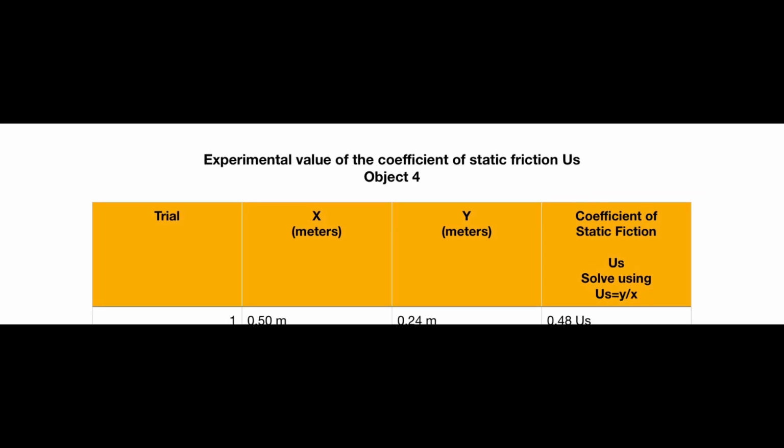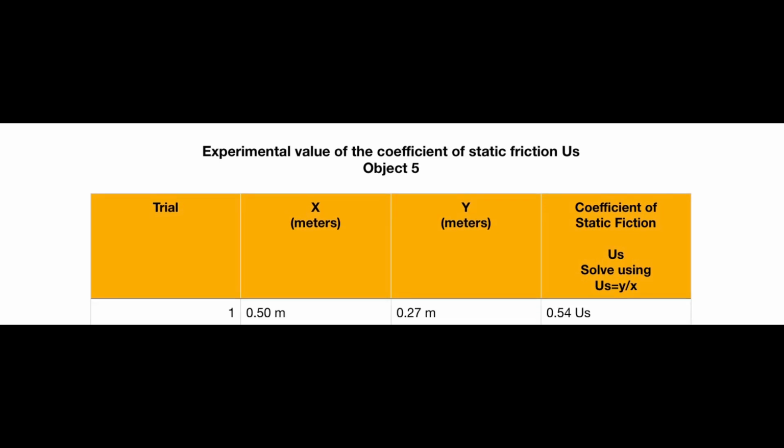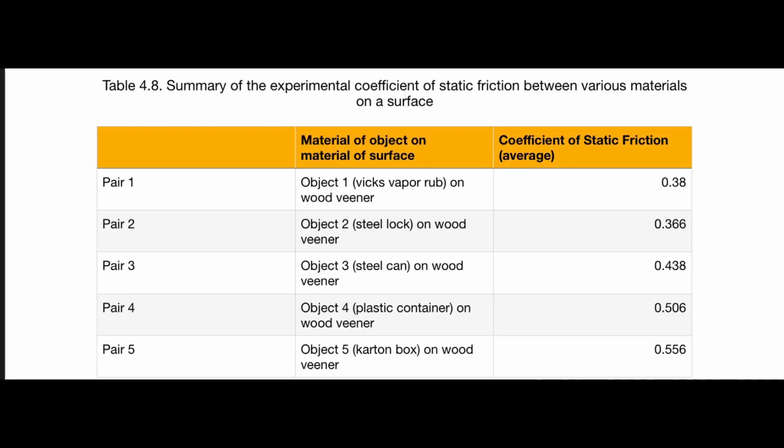Our fourth object has a y value of 0.24 meters and a coefficient of static friction of 0.48. Our fifth and last object has a y value of 0.27 meters and a coefficient of static friction of 0.54. Now we go to the summary of the experimental coefficient of static friction between various materials on a surface.